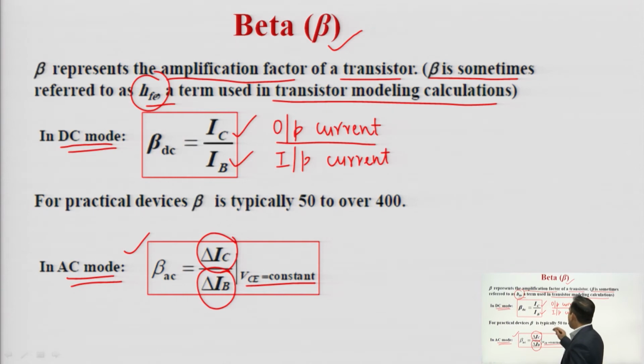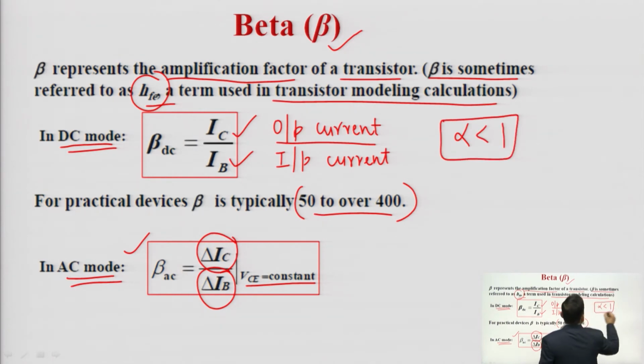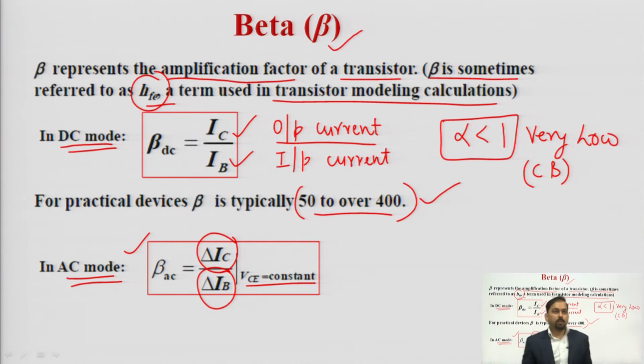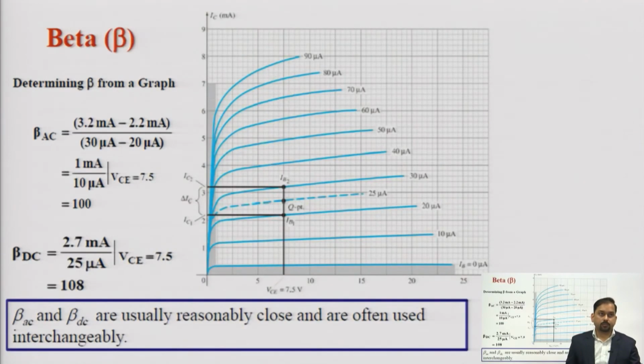And the typical values of beta lie somewhere between 50 to 400, which means the current gain for the common emitter configuration is quite high, because if you compare with the current gain alpha, this was less than 1, meaning the current gain is very low for common base configuration, but it is very high for common emitter configuration.